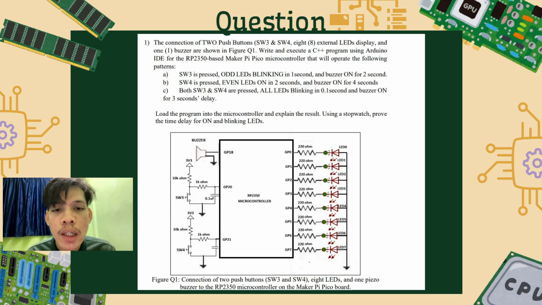First pattern or condition: when switch 3 is pressed, the odd numbered LEDs blink every 1 second, and the buzzer turns on for 2 seconds. The second one, when switch 4 is pressed, the even numbered LEDs turn on for 2 seconds and the buzzer is on for 4 seconds. The last pattern, when both switch 3 and switch 4 are pressed at the same time, all LEDs blink rapidly every 0.1 seconds and the buzzer stays on for 3 seconds.